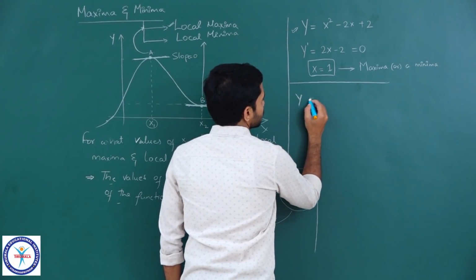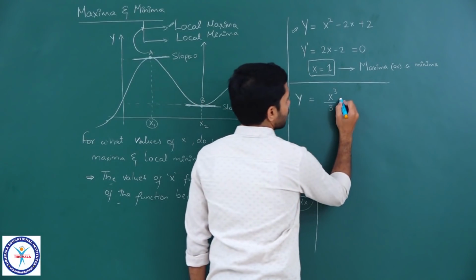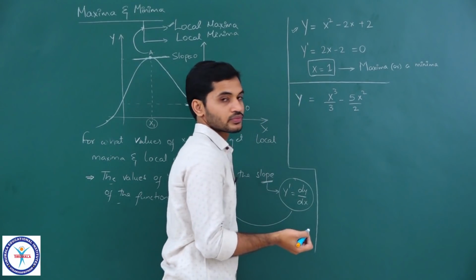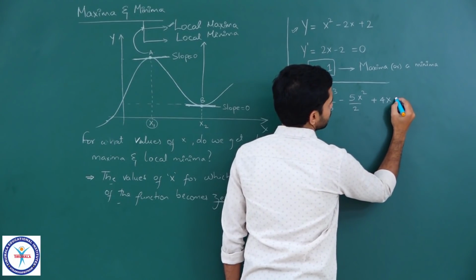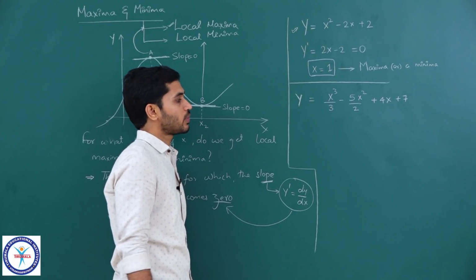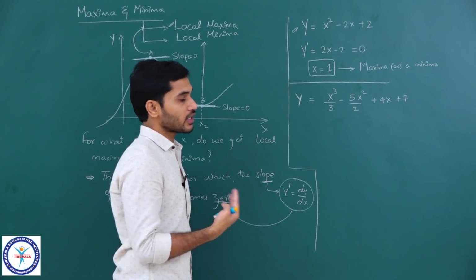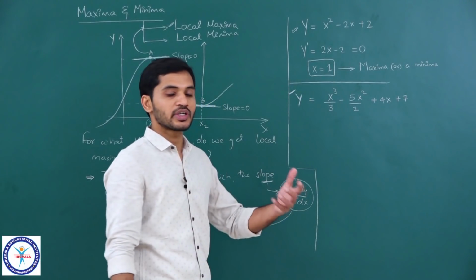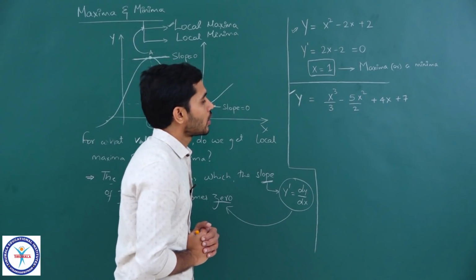So, let us consider a function given by x cube by 3, minus 5x square by 2, plus 4x plus 7. That is the expression which we have, x cube by 3 minus 5x square by 2 plus 4x plus 7. Once again the question is the same: identify the maximas and minimas of this function. For what values of x is this function maximum or minimum? Let us do that.